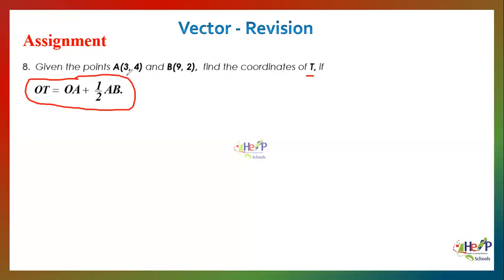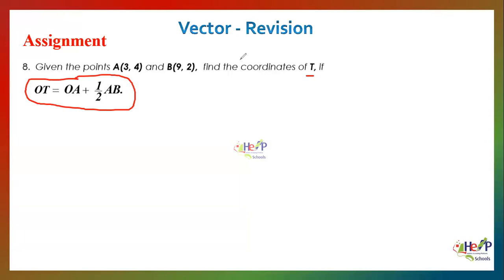So you can do that by getting OA, which is (3, 4). Then you must get AB first of all. And how do you get AB? We looked at this in the previous lesson. I want someone to put up the hand to give us how to get that OT. And when you get OT, it will be in a column vector. And to get coordinates of T, you will have to change that column vector into coordinates. Yes, Chiravo can give us.